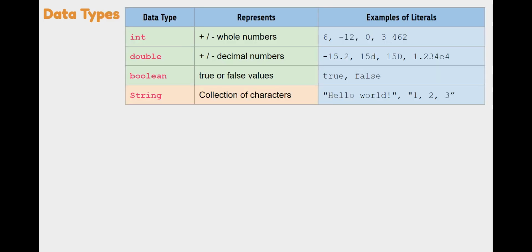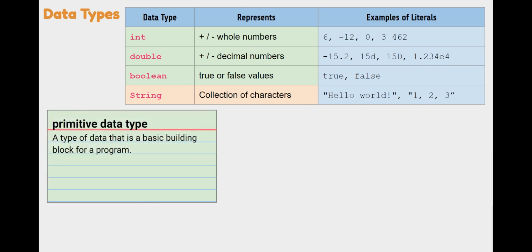So here you see a table breaking down our data types. Java has very specific names for these types of data. So in the green, we have our primitive data types. These are going to be the basic building blocks for programs. These are the data types that are included in your programming language by default.